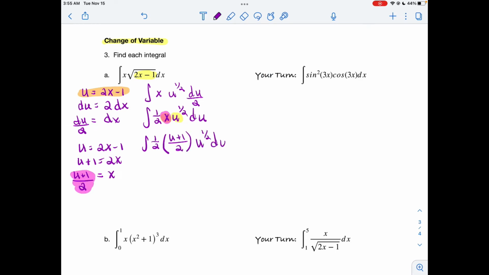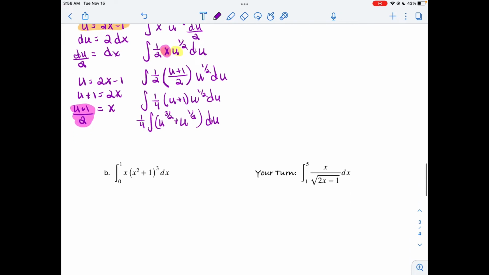Now I have all of the u variable, but before I integrate, I want to simplify this down. So 1/2 times that 2 on the bottom gives us 1/4. Then I have u plus 1, and I still need to multiply that by u to the 1/2. Remember, we do not have a product rule of integration, so I need to multiply it out. So I'm going to distribute that u to the 1/2 to each term in the parentheses to get u to the 3/2 plus u to the 1/2. Notice I took out my constant. And so now I'm ready to integrate.